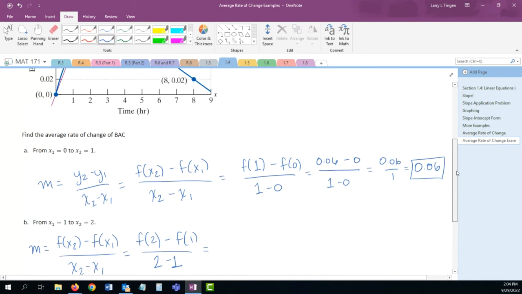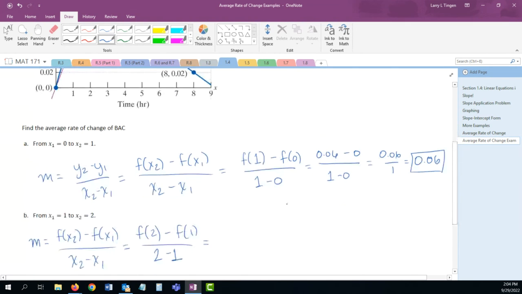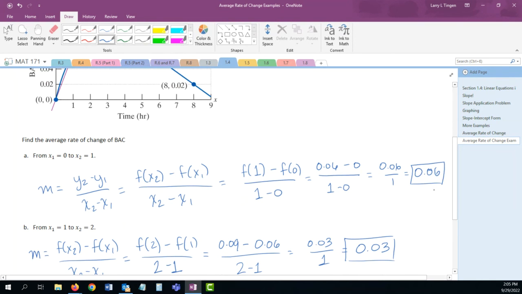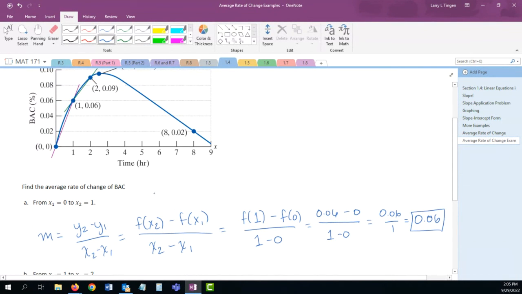F at 2 is 0.09 minus f at 1. Well, I know that from the last one was 0.06, over 2 minus 1. 0.09 minus 0.06 is 0.03. 2 minus 1 is 1, and I have found my blood alcohol content, or my slope, to be 0.03. What does this mean on the graph? On the graph, this is the slope. My 0.06 is the slope of the secant line passing through the points.